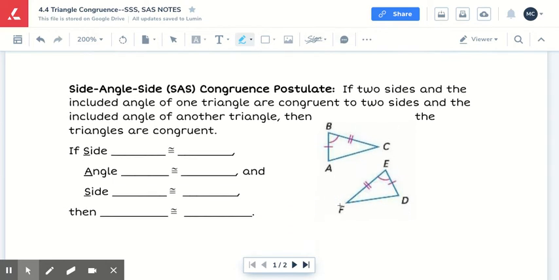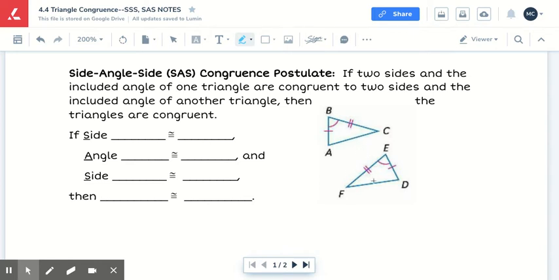Okay, so again, I've got two triangles here. I see that from one triangle to the other, on one side I've got a single tick mark, on the second side I've got a double tick mark, and then between those two sides, so the included angle on each one is marked with a single arc, which means those two angles are congruent. So I'm going to list these. My sides that are congruent, the one tick mark side from the first triangle is AB, and the one tick mark side on the second triangle is DE.